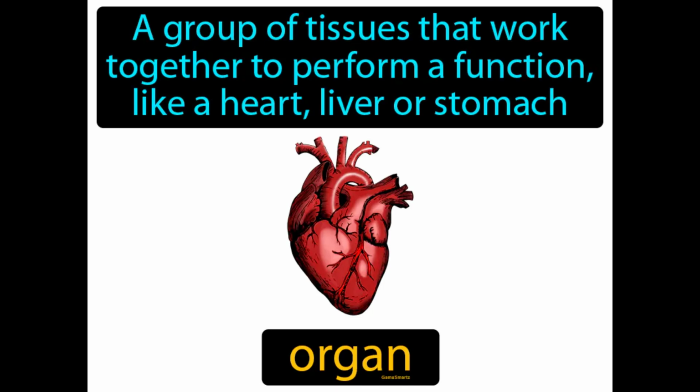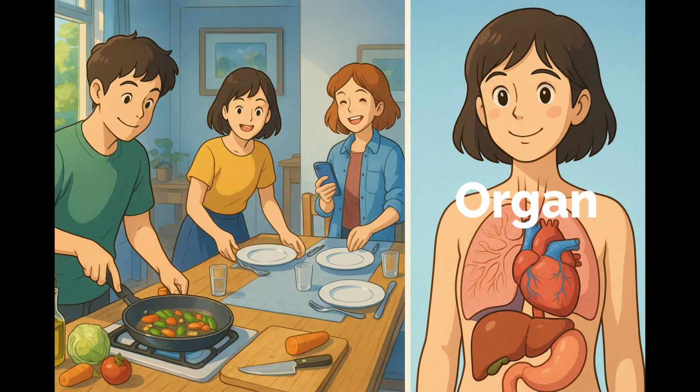A group of tissues that work together to perform a function, like the heart, liver, or stomach. Organ. An organ is a part of the body that performs a specific job, like pumping blood or digesting food. Imagine a group of friends trying to prepare a dinner party, each with a specific role. One cooks, another sets the table, and another manages the music playlist.